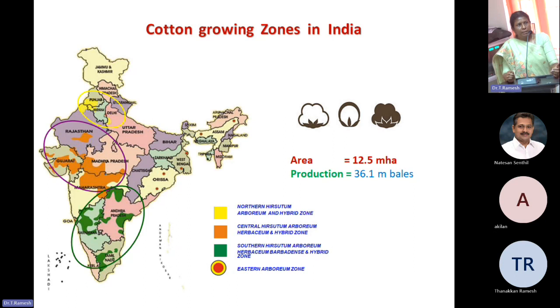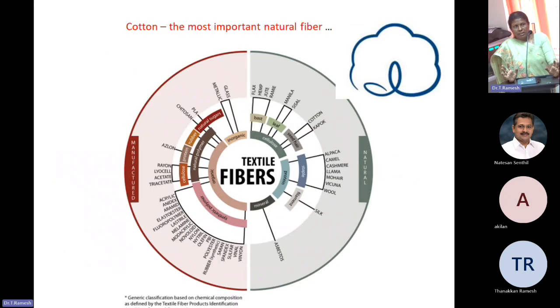So these are the important textile fibers. They may be man-made fibers, which I have shown on the left side, or natural fibers. Our cotton comes under the important natural fibers. 85% of the raw material for textile is coming from this important crop. So cotton is a very, very important crop for us.